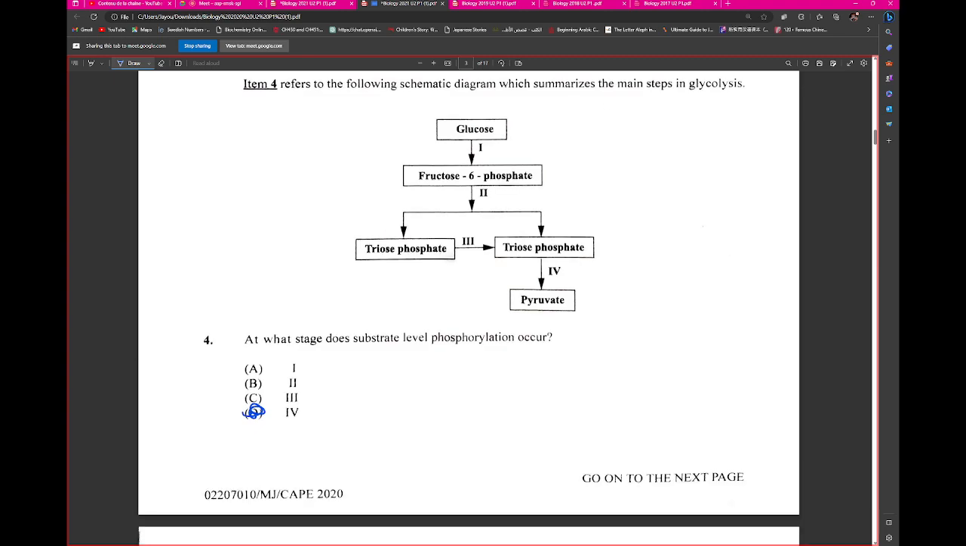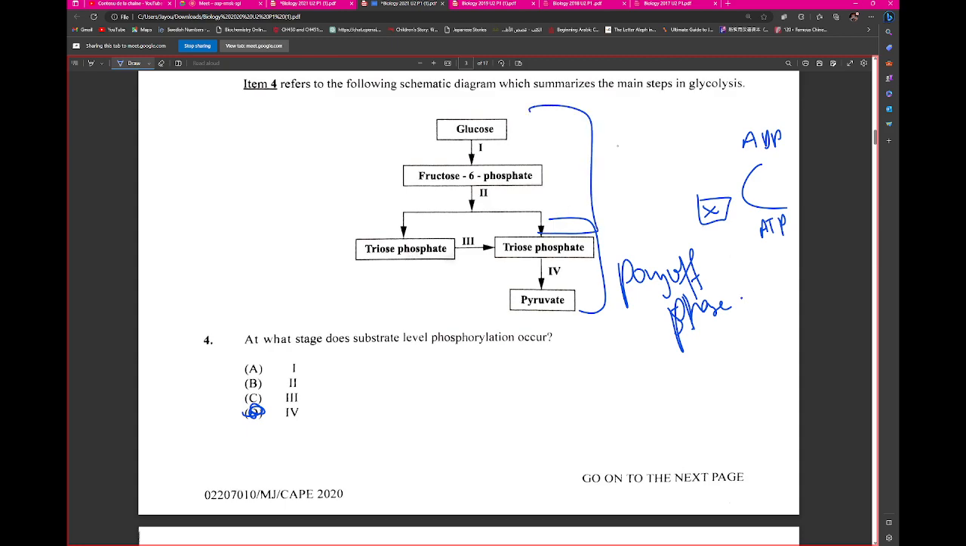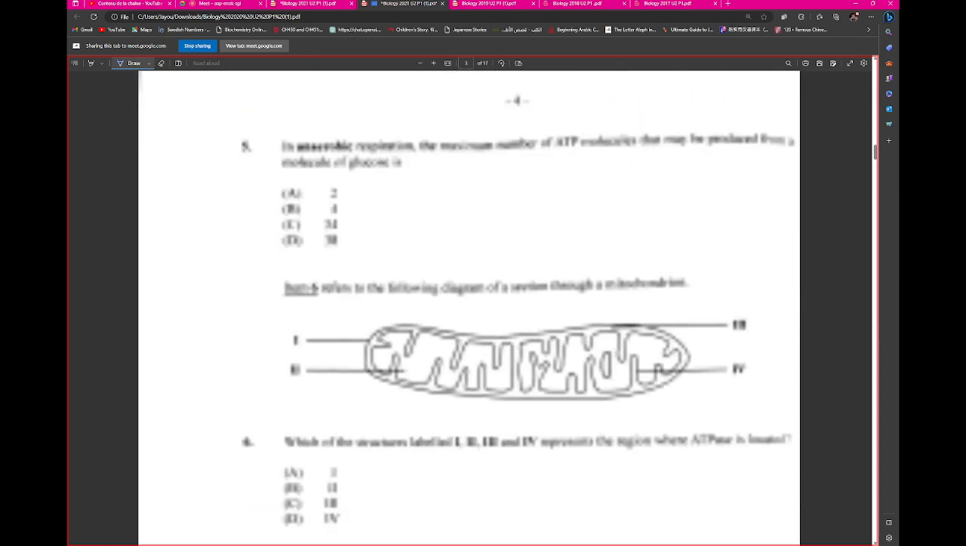Right, but remember that we're looking at substrate level phosphorylation, and that speaks to the phosphorylation of ADP to ATP, right? And that only happens in the payoff phase. This is the energy investment phase, so you're dephosphorylating ATP, but in the payoff phase, we're phosphorylating ADP. Therefore, that would be the best answer here, right?